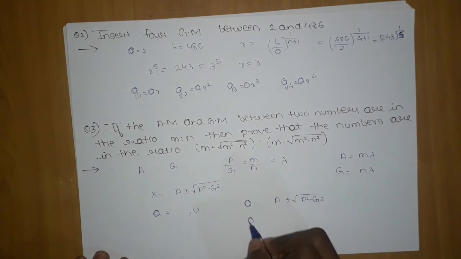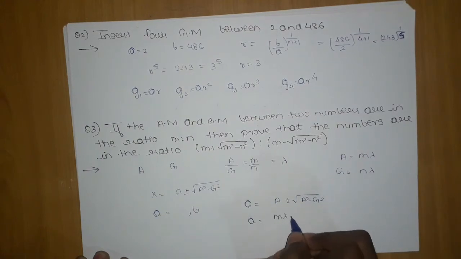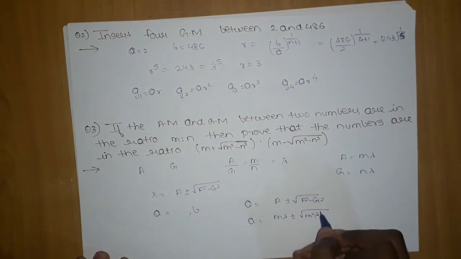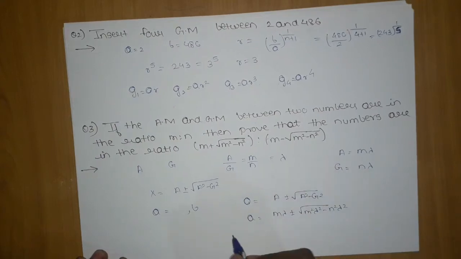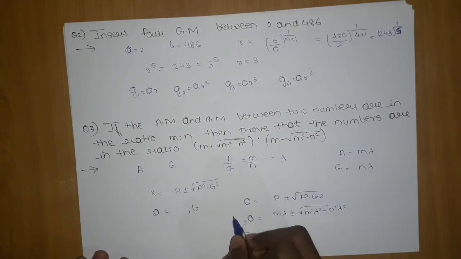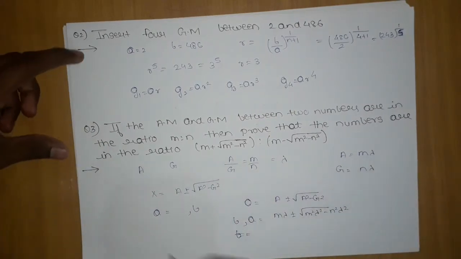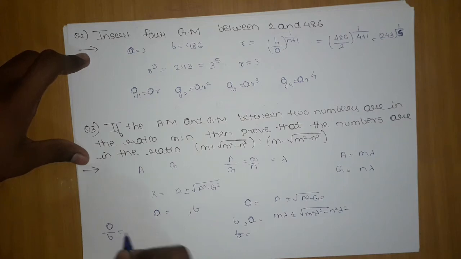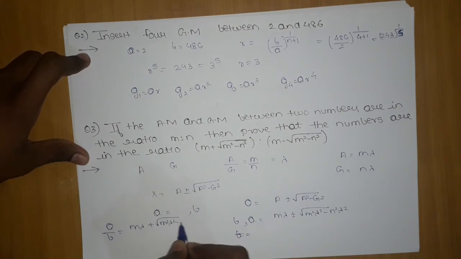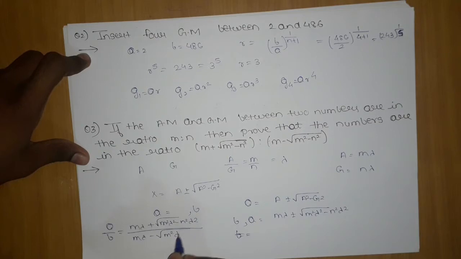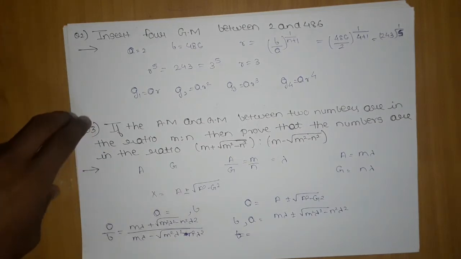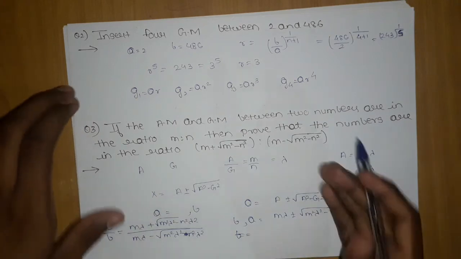Now a I can replace by m into lambda plus minus under root m square lambda square minus n square lambda square. Similarly b, and this can act as both a and b because of the plus minus. Now if I divide a by b, what I have is m lambda plus under root m square lambda square minus n square lambda square upon m lambda minus under root m square lambda square minus n square lambda square. Here you can see that lambda will cancel out, which will give me finally this answer.